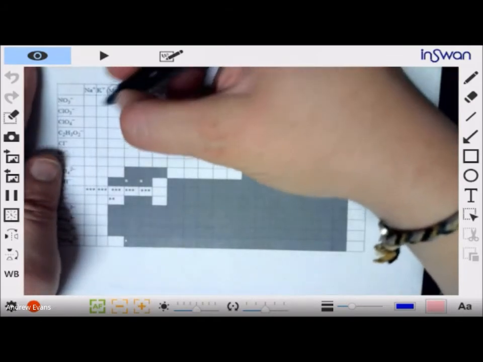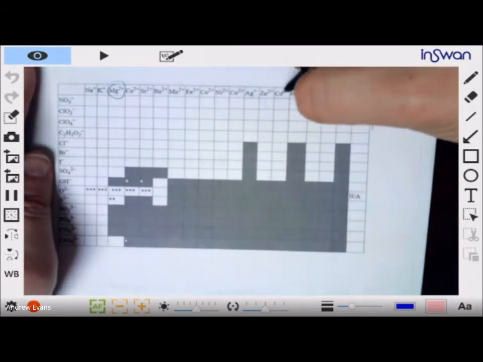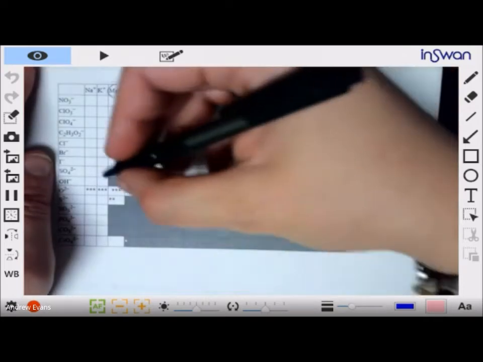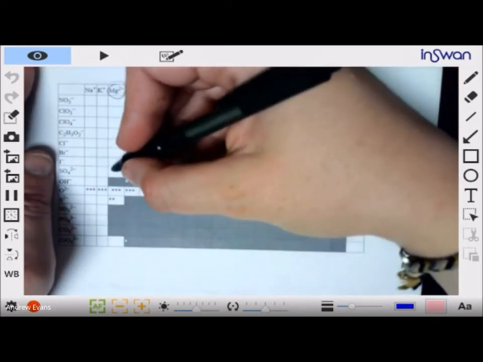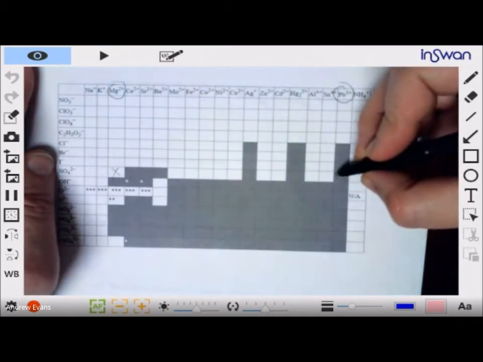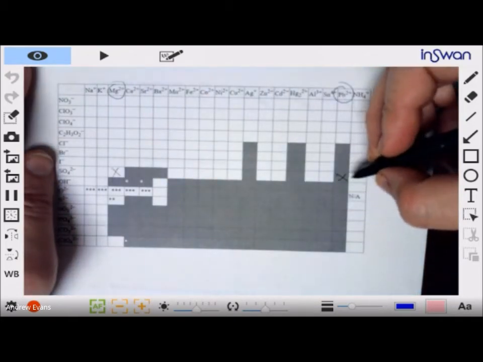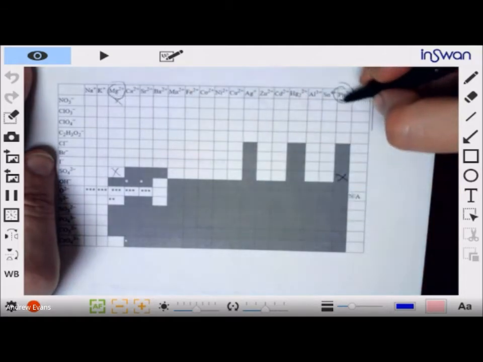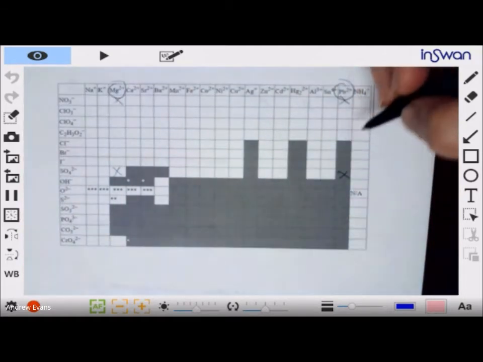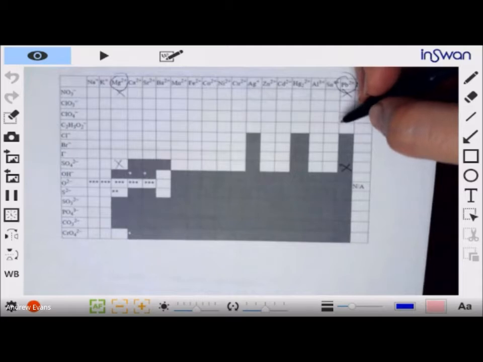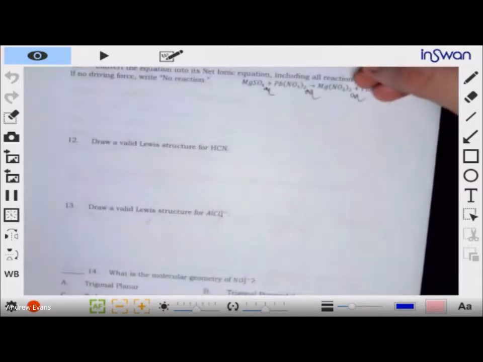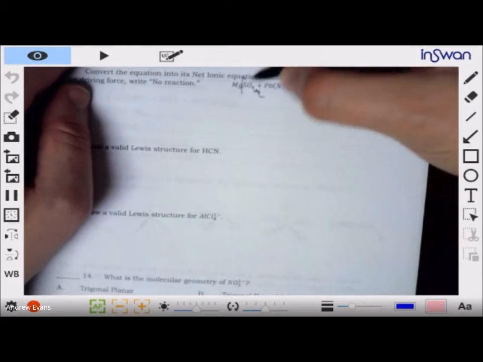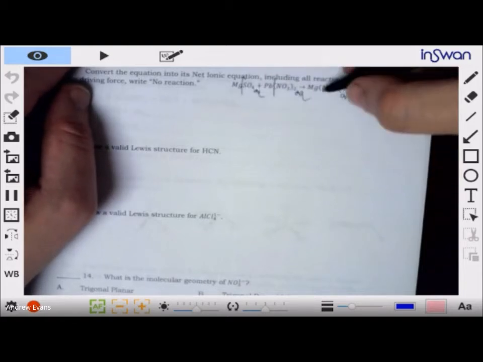Magnesium, lead, magnesium sulfate, lead sulfate, nitrate, lead nitrate. Lead sulfate is solid, magnesium nitrate is aqueous. That means every aqueous would break apart. Every solid would stay together.